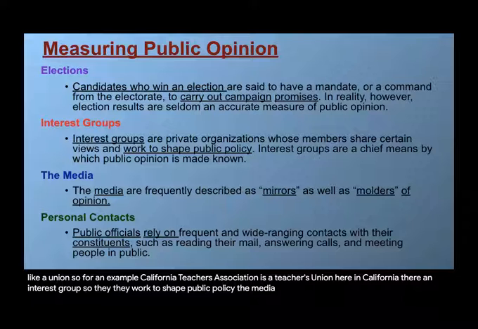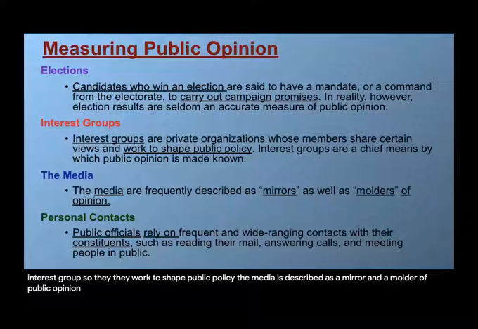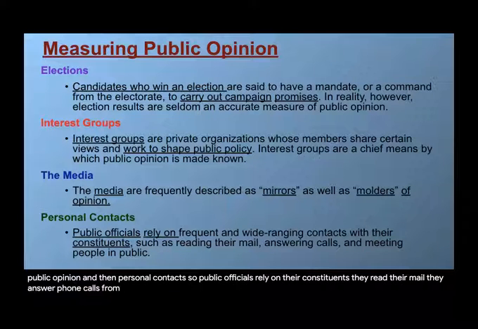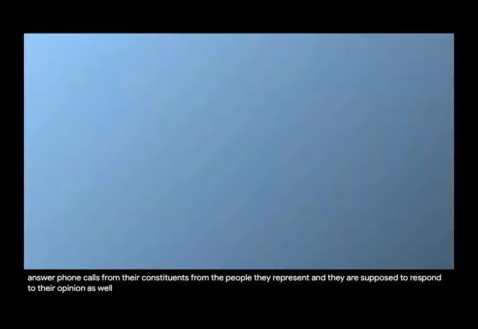The media is described as a mirror and a molder of public opinion. And then personal contacts. Public officials rely on their constituents. They read their mail, they answer phone calls from their constituents, from the people they represent, and they are supposed to respond to their opinion as well.